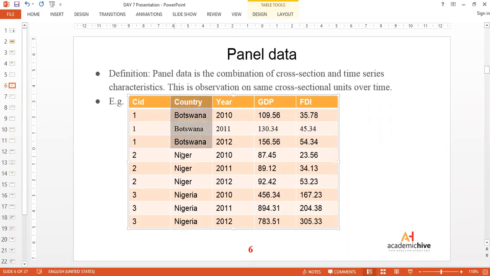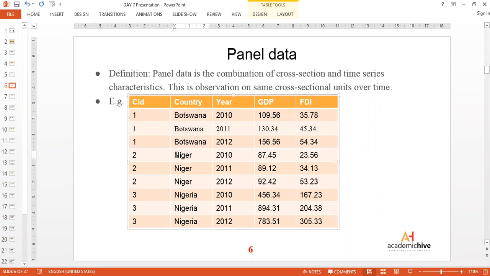So when you have the same, you can see that it's for three different observations. The observations are Botswana, Niger, and Nigeria. But the time series aspect comes in here with the introduction of the year. So I'm looking at it across three years, and then these are the variables that are being examined. So panel data is more or less like cross-sectional data that has been taken over a period of time.